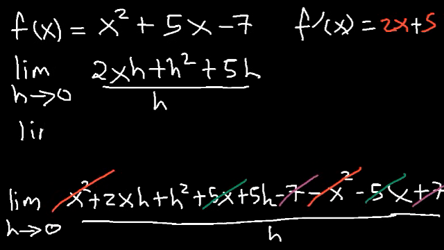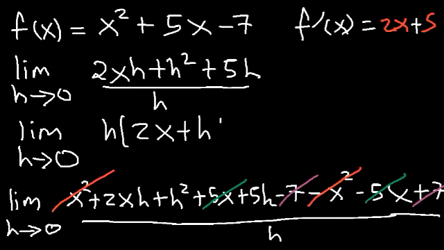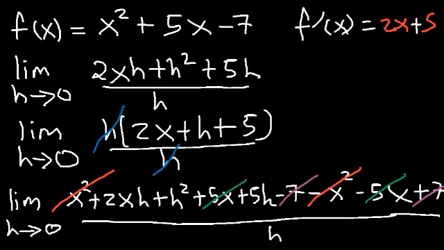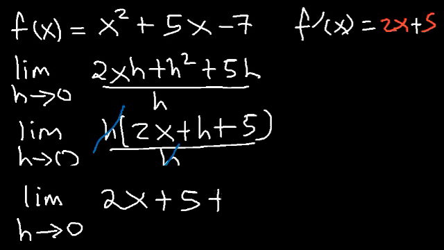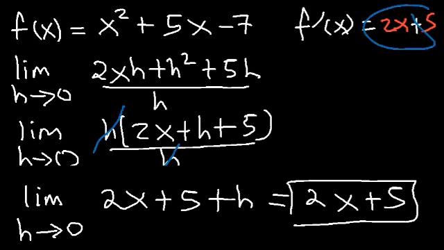Now our next step is to factor out h in the numerator, since that's the GCF. So if we remove h, it's going to be 2x plus h plus 5, divided by h. Now once we can get rid of the h on the bottom, then we can plug in 0 into the equation. So right now we have the limit as h approaches 0, 2x plus 5 plus h. So now let's substitute 0 into h. So it's going to be just 2x plus 5. And as we can see, these two answers match.